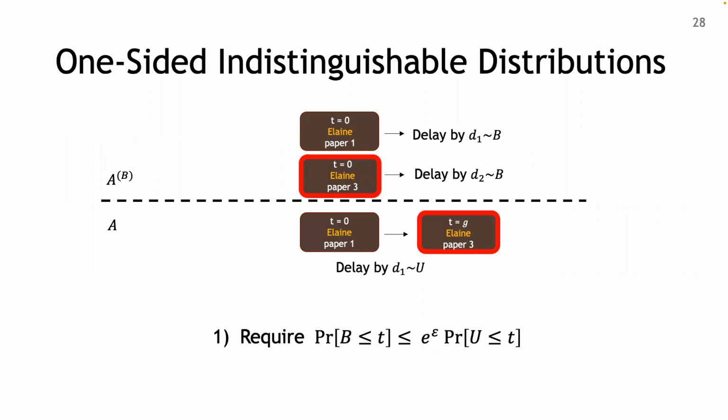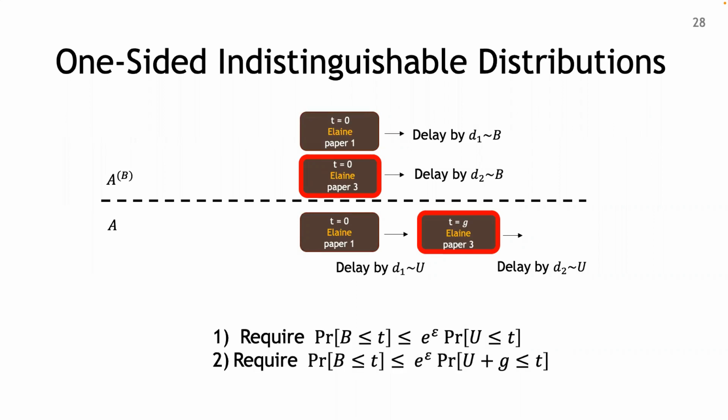And now for the second comment, it'll be delayed by a draw from B on input AB, but on input A, it's delayed by a draw from distribution U, but let's say it arrived at time t equals G. So now its distribution follows an offset G plus U. So we require that the distribution of B is close to the distribution of U plus G.